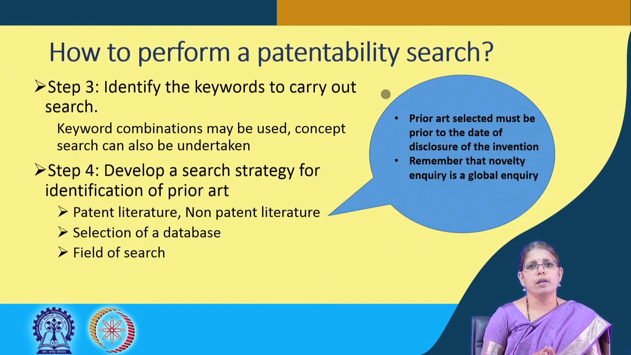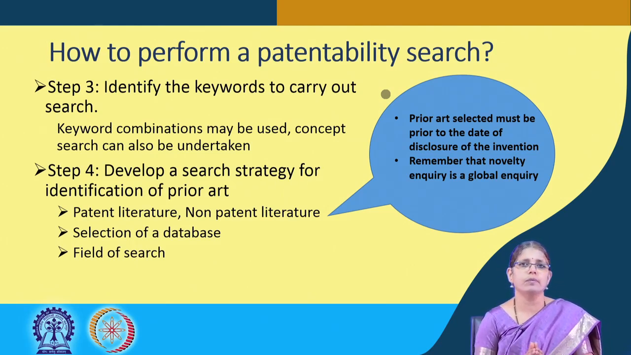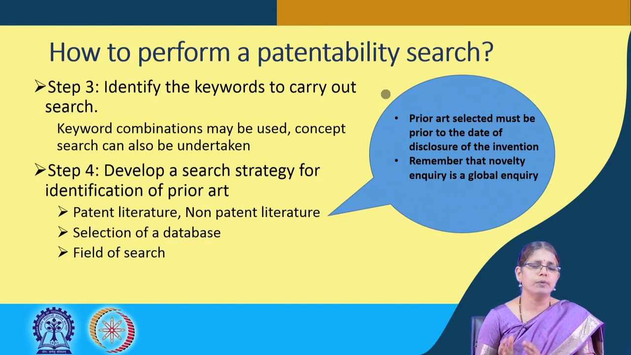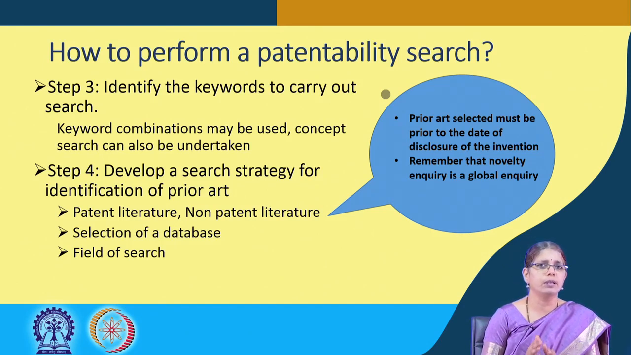Step 3 is identifying keywords based on identifying the different features of the invention. So, once we know what are the features of the invention, we identify what are the keywords that are relevant for conducting the prior art search. In many cases, you can actually use keyword combinations. Today, databases also, as we have seen in the earlier lectures, provide for concept based search.